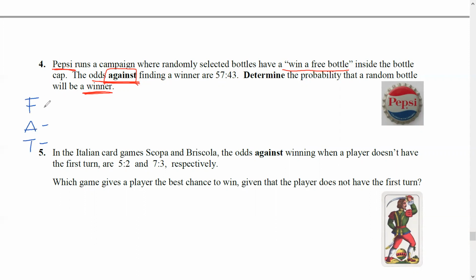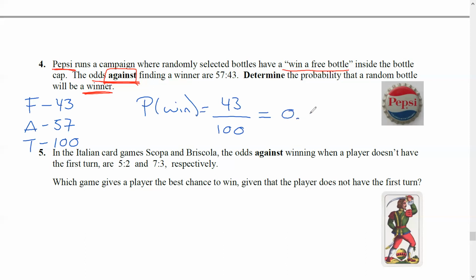So FAT. So this is odds against. So the odds against me winning. So there's 57 ways I don't win. There's 43 ways then I do win, and I add those together. 43 plus 57 is 100. So what's the probability that I am a winner? Well, 43 over 100. Leave it like that, or because this thing does terminate, you could write it like that. Never, ever, ever this. No bueno, okay? I will not be happy with you.